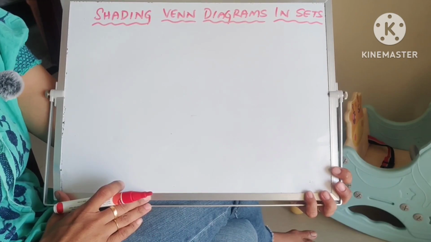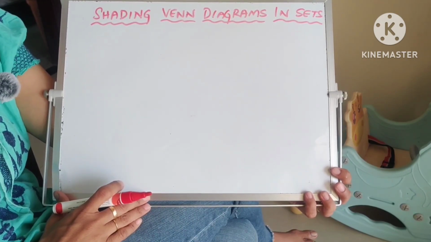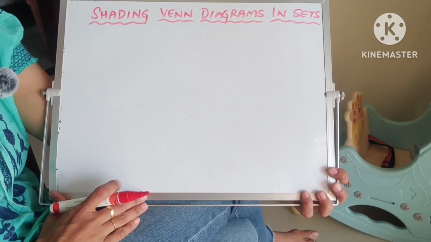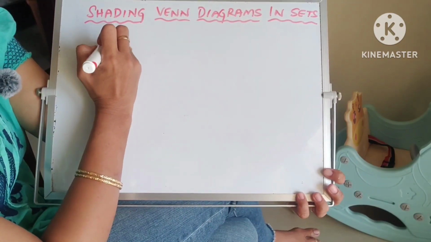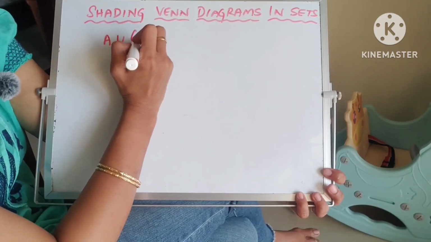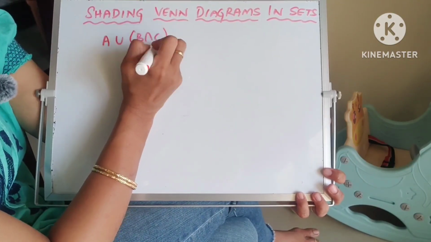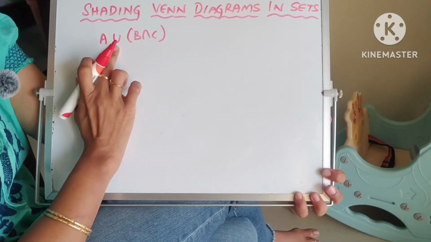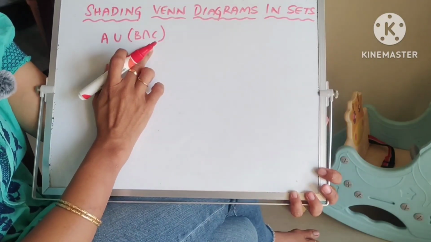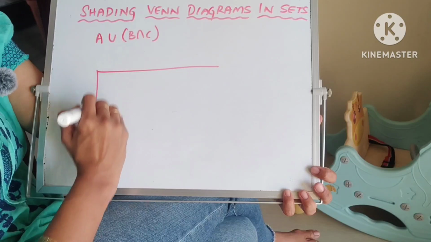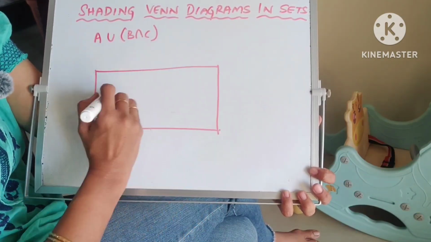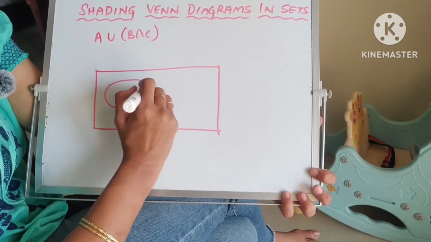Let us see how we can shade Venn diagrams based on a given set condition. When I have A union B intersection C, this is the union symbol, this is the intersection symbol. Now, first let us draw all the three sets.